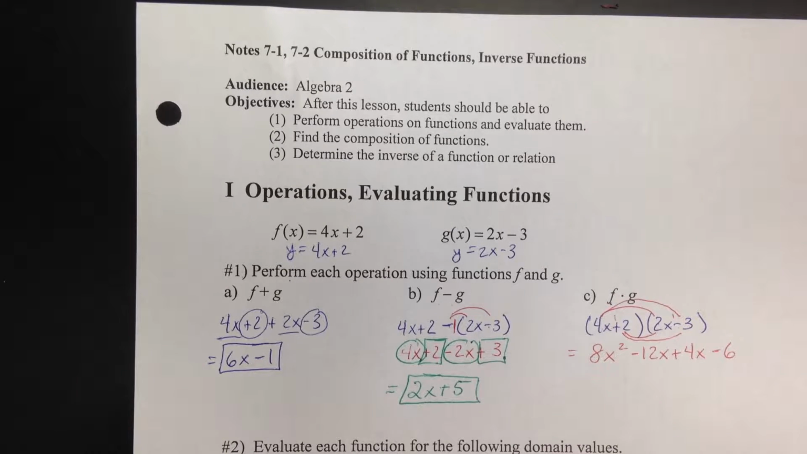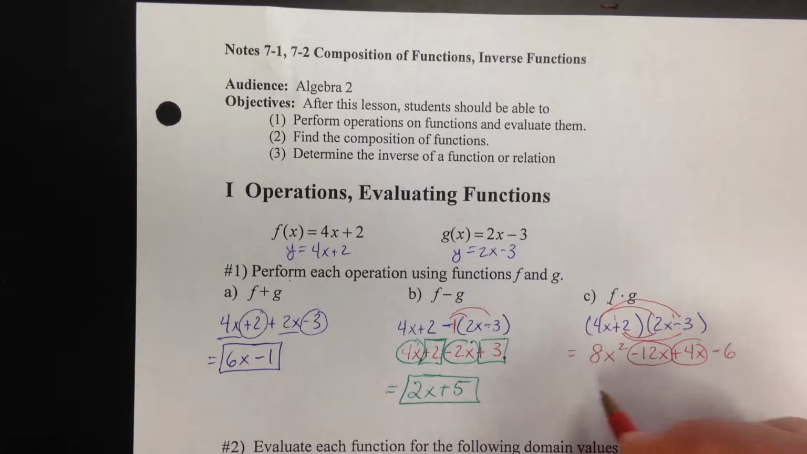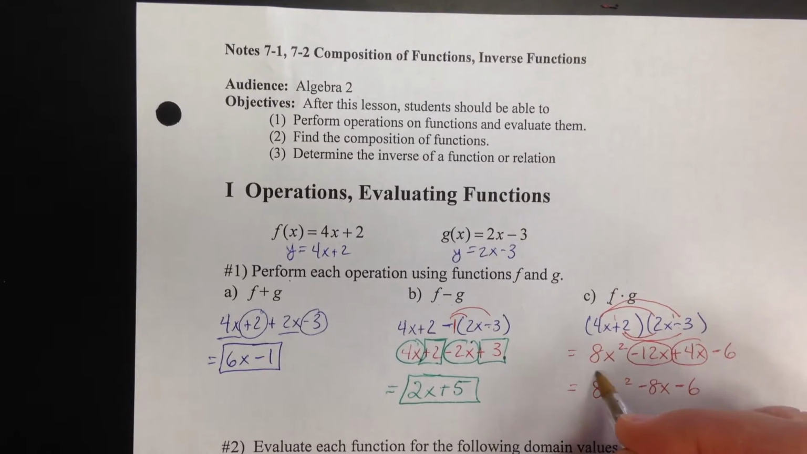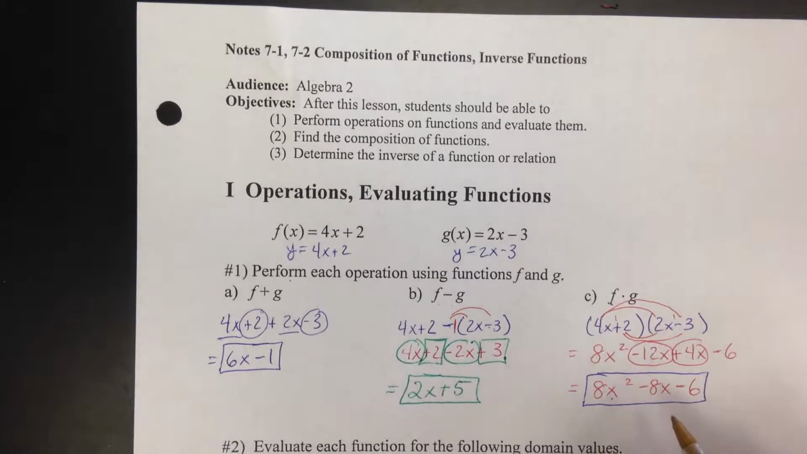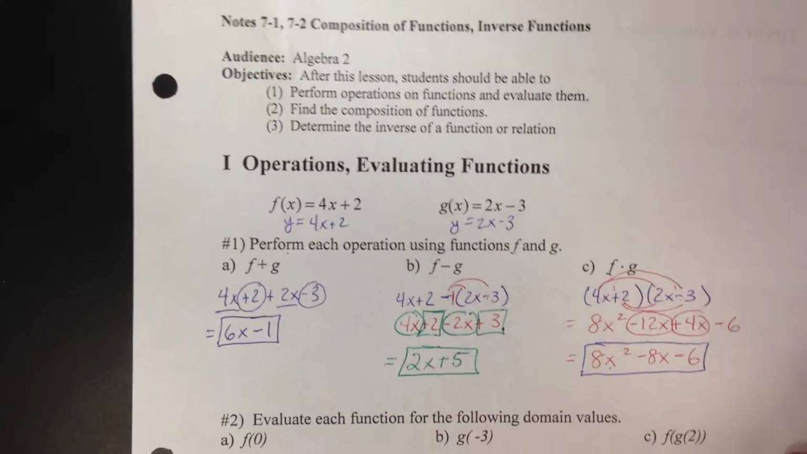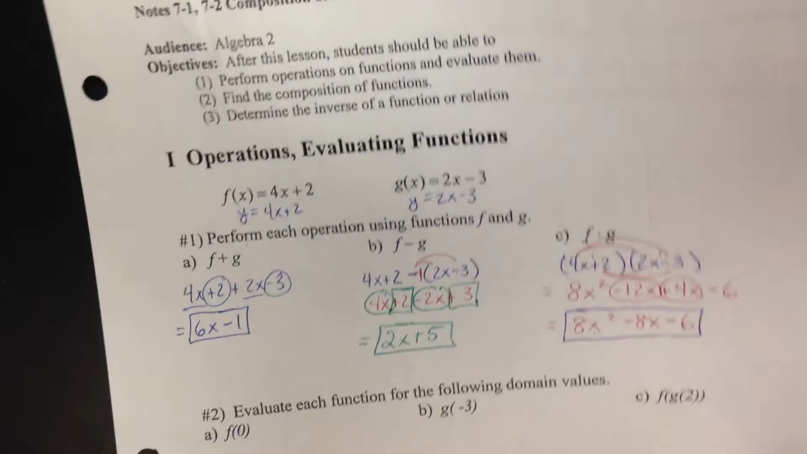Now we combine the like terms. So you have negative 12x plus 4x. So 8x squared. This will be minus 8x minus 6. And that's as far as we can go. The x squared term is different from the x term, which is different from the constant. So that's as far as you take it. Alright, so we can add, subtract, multiply. You can also divide the functions. We're not doing that in this case, but you can divide functions as well.